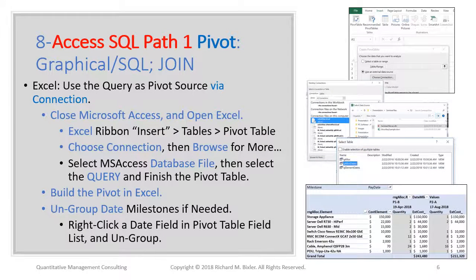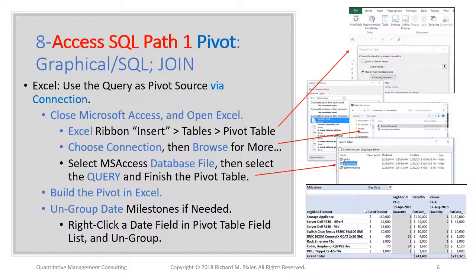To use a query result as a pivot source via an Excel data connection, close Microsoft Access and open Excel. From Excel ribbon Insert, Table section, Pivot Table button, click Use an External Source, then click Choose Connection. In the Connection dialog, click the Browse for More button and browse to the Microsoft Access database file. The Select Table dialog pops up. Select the query to use as the source for the pivot. You'll return to Excel to finish the pivot.